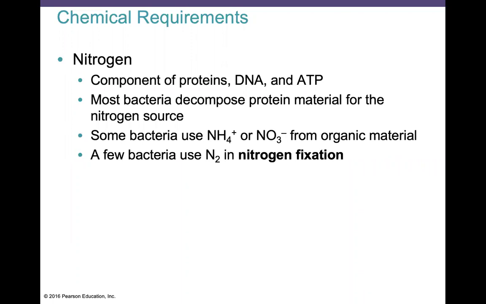Nitrogen is very important for cells because it's a component of proteins, amino acids, the amine group, DNA, and ATP. Most bacteria will decompose protein material for a nitrogen source. Some bacteria will use ammonia or nitrate from organic materials. And despite the atmosphere being approximately 72% nitrogen, it cannot take nitrogen from the atmosphere. Again, it has to ingest or bring in a nitrogen source, most likely from protein sources.